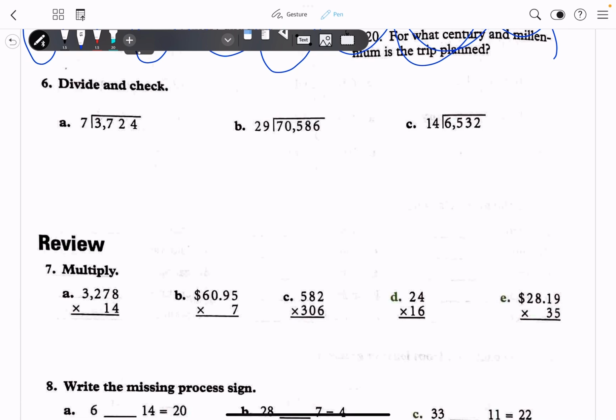Okay, letter A is 532. Letter B, 2,434. And C, 466, remainder 8. Okay, then pause and do part 7 where you are multiplying, and come back and I'll go over the answers with you.